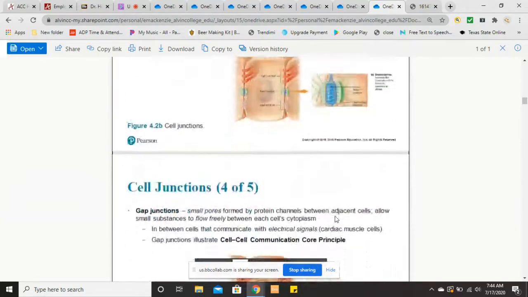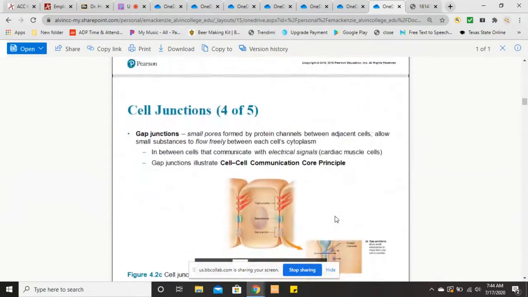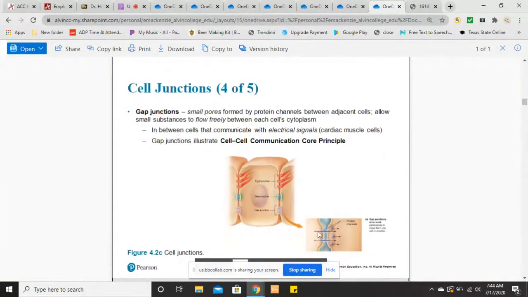And then there's one more type of cell junction. It's a gap junction. Again, it tells you in the name. A gap junction, when you look at it, has gaps, has little holes in it. Well, these holes, these gaps, allow the cells to communicate with each other.